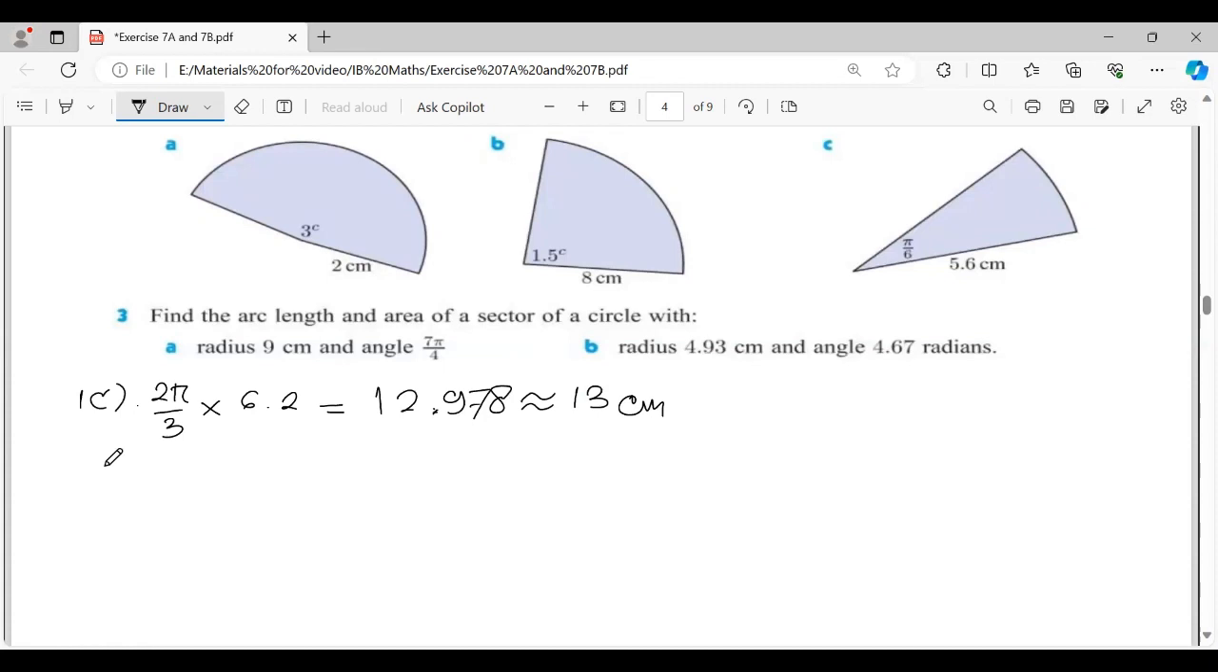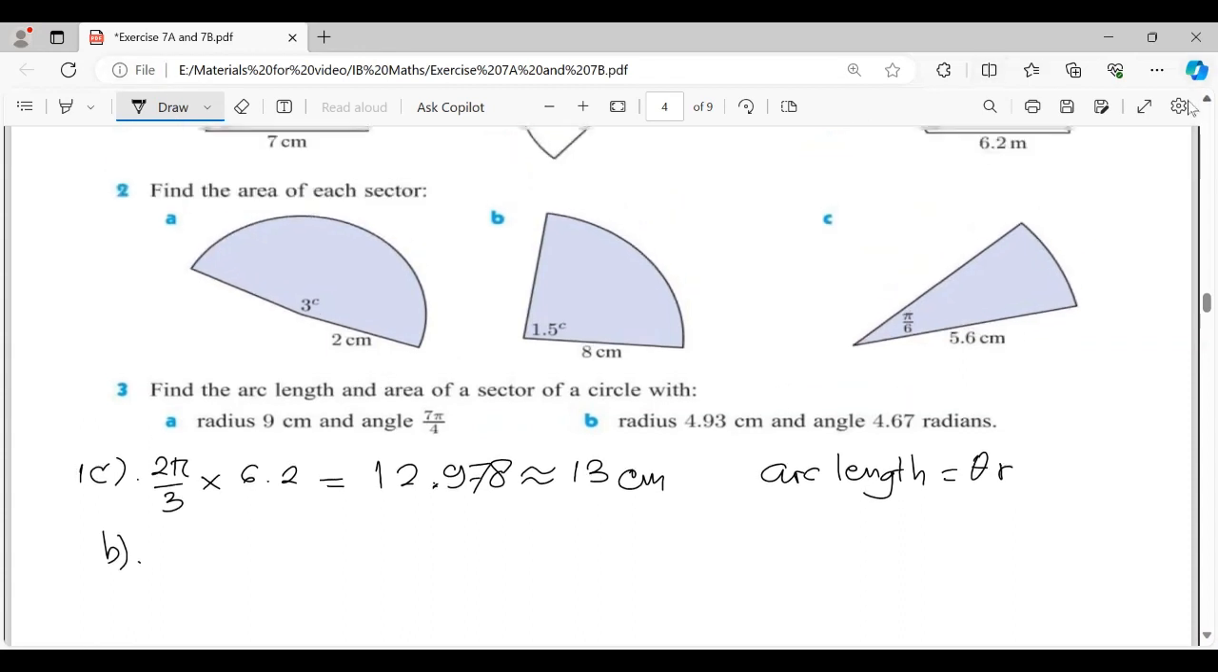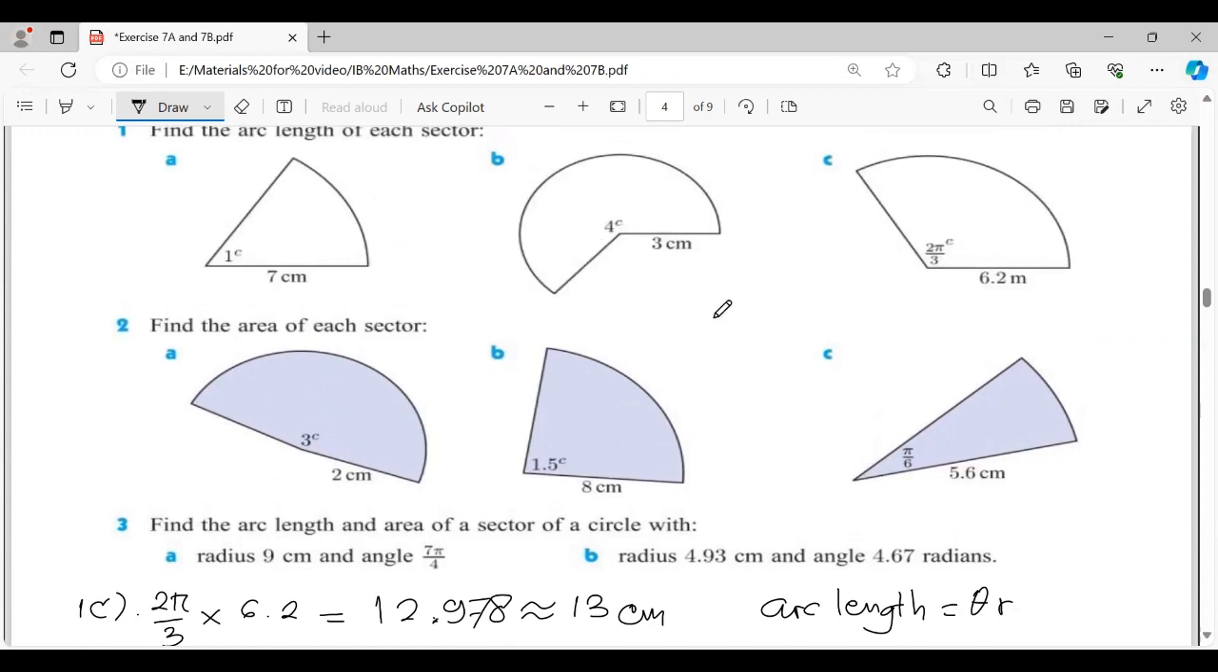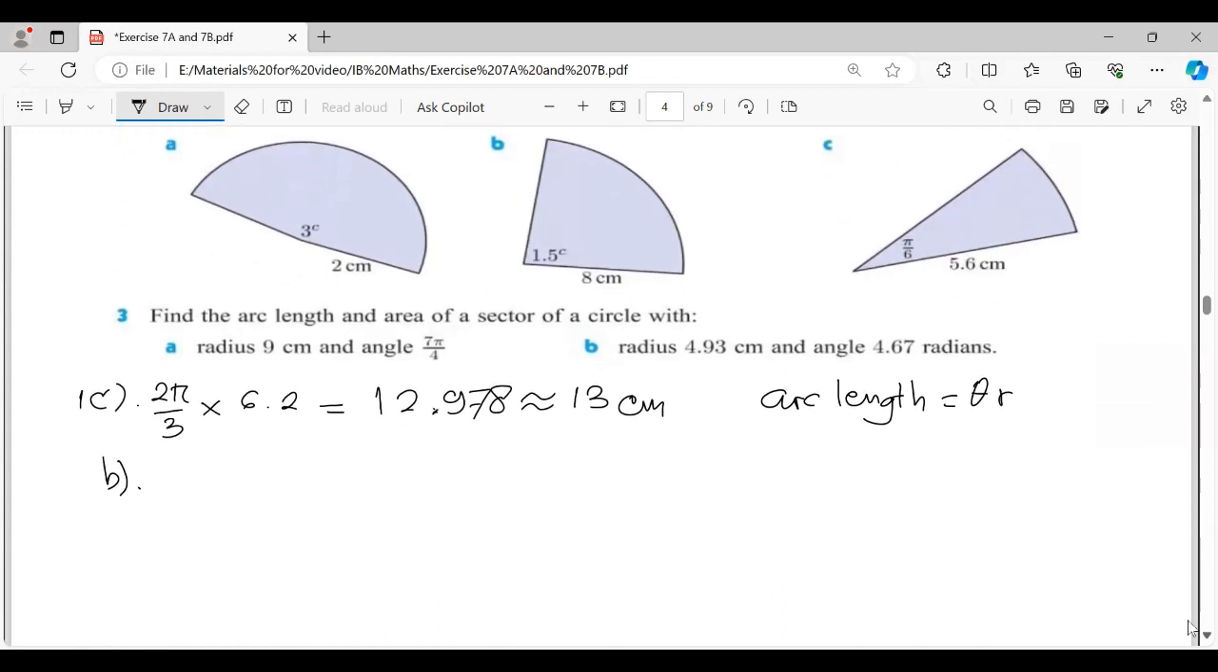And what else? 1B. Yeah, the formula is arc length equals theta times radius. So for 1B, you should find the angle 4 radians and 3 centimeters. So 1B, arc length equals 4 radians times 3 centimeters, it becomes 12 centimeters.